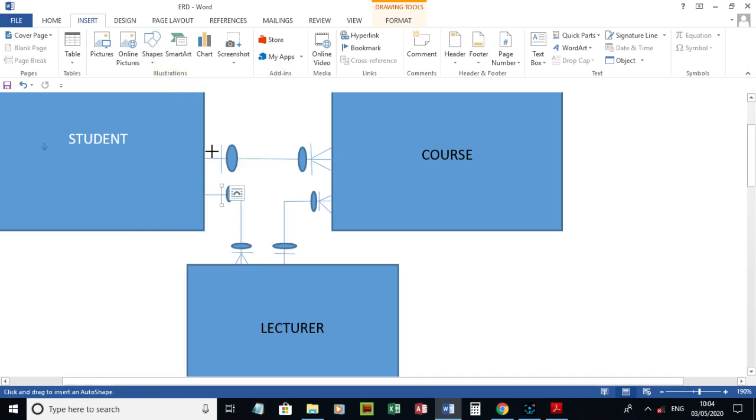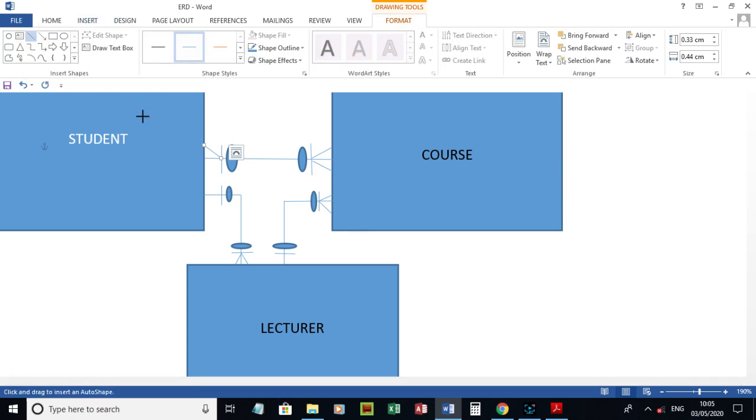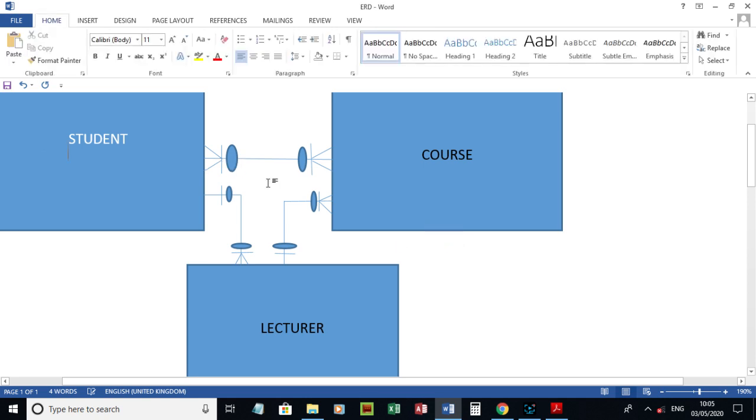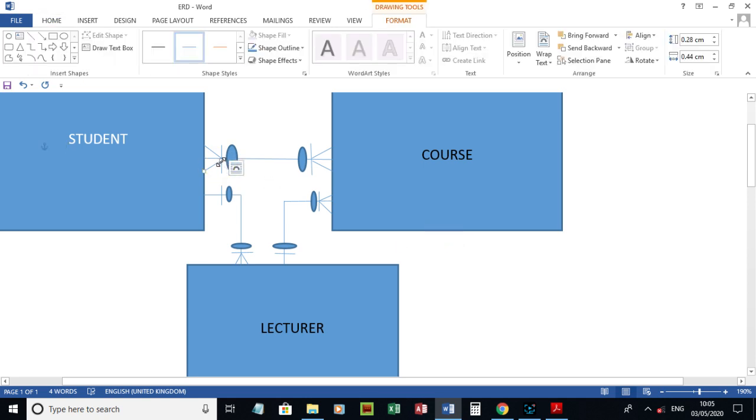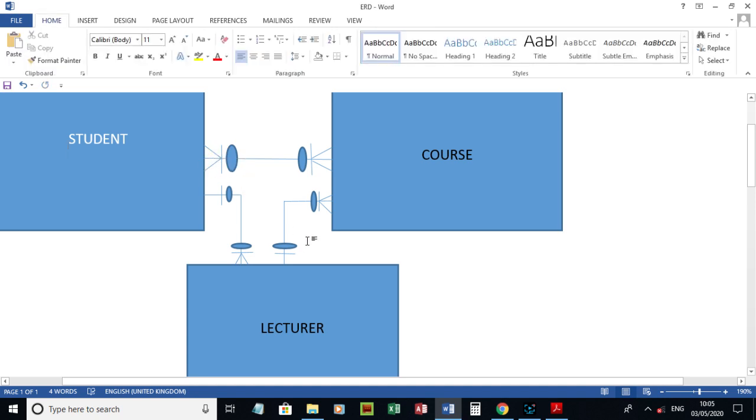So, if that is the case, insert shapes. Pick the bar and then begin to draw. Insert shape again. Begin to draw. What is this relationship? This relationship means that many students can register for many courses, which, as far as understanding is concerned, is possible. Many students can register for many courses.